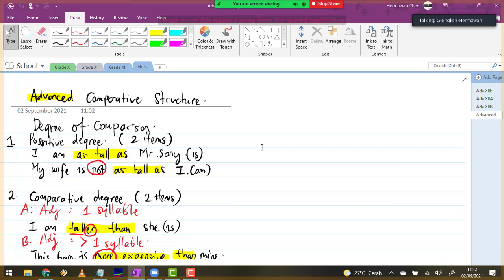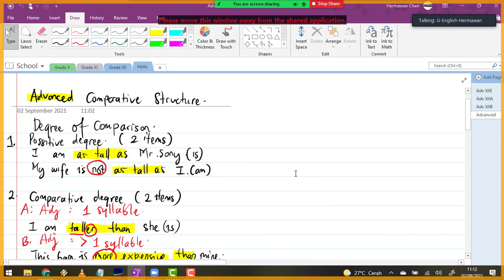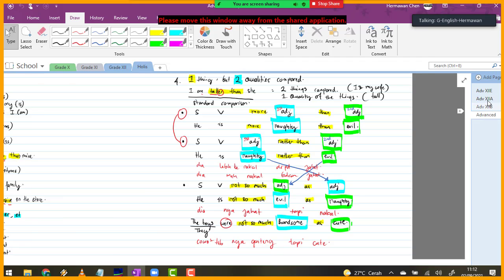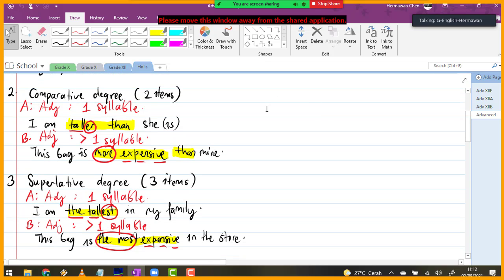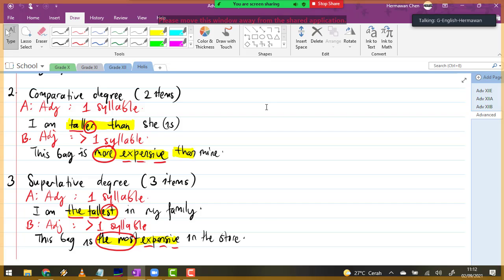Now, let's continue to comparative degree. Comparative degree is also used to compare 2 items. However, guys, comparative degree is divided into 2 patterns. Look at A, the first. We use this pattern, the first pattern, to compare 2 items, but the adjective used is only 1 syllable. Look at the adjective used. Tall. It's 1 syllable, right? That's why we use this pattern.